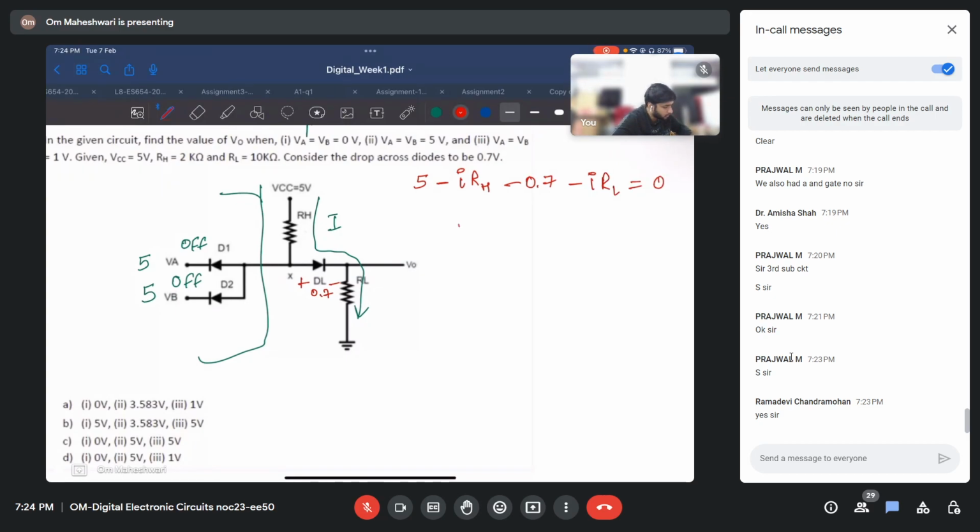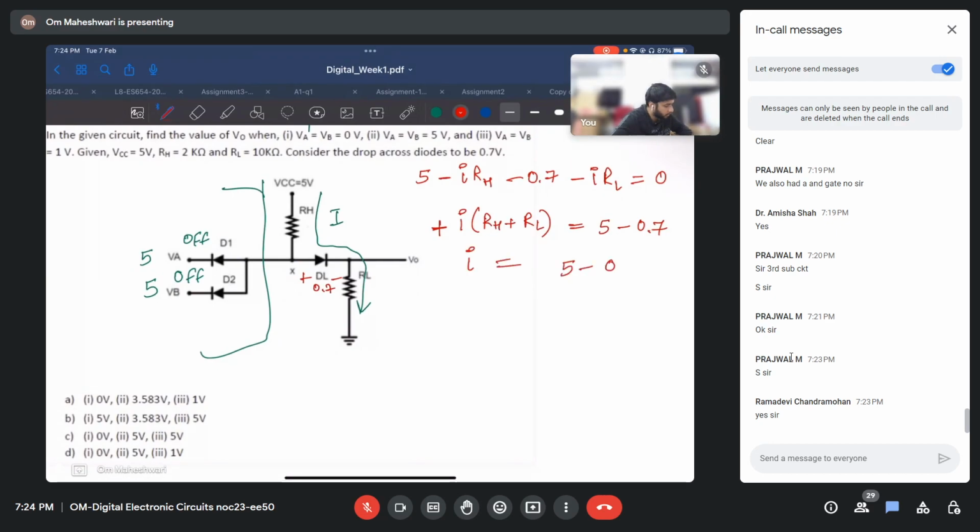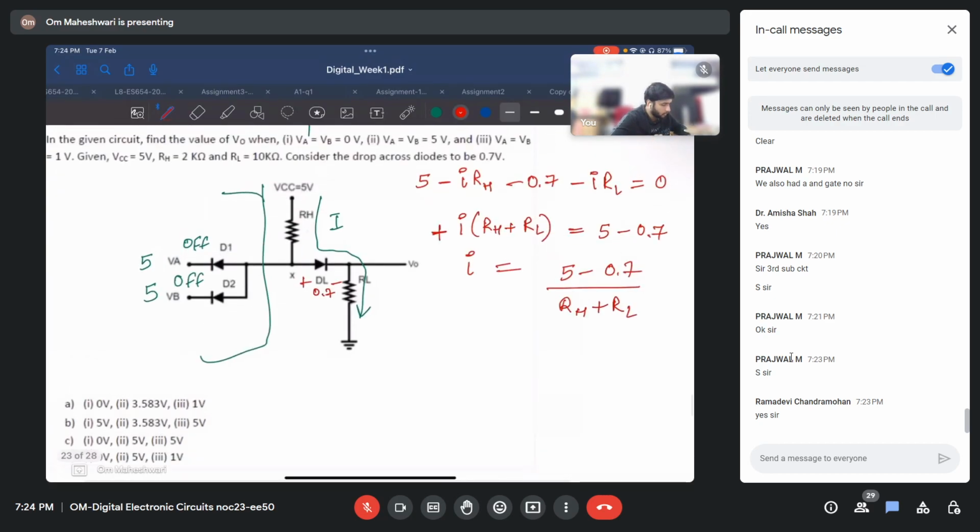So I (RS plus RL) equals 5 minus 0.7. So I equals (5 minus 0.7) divided by (RS plus RL). And our V out is what? V out is I RL only, right? So VO equals I RL, which will be RL times (5 minus 0.7) upon (RS plus RL).